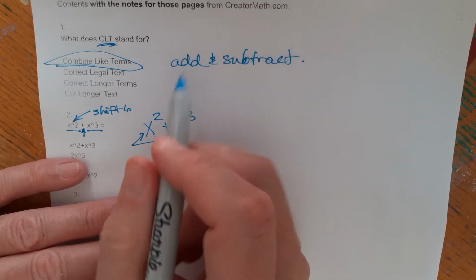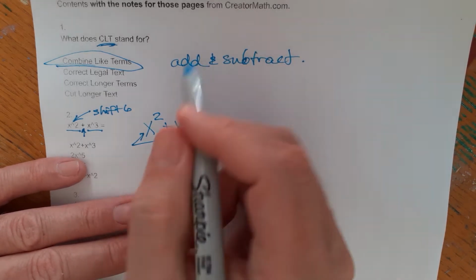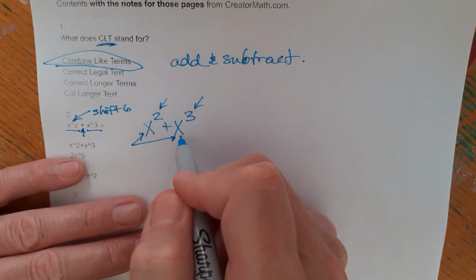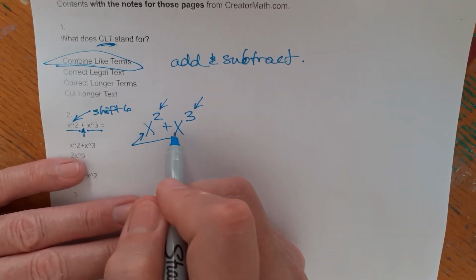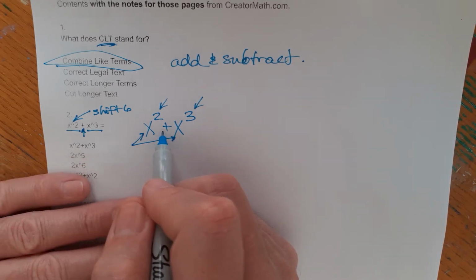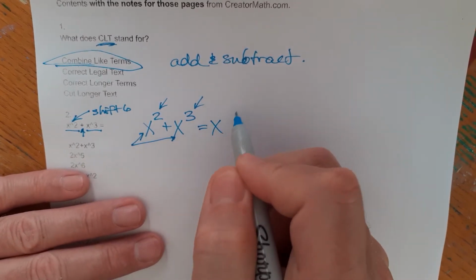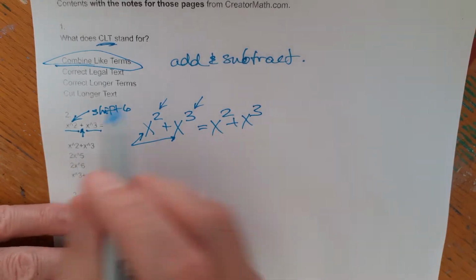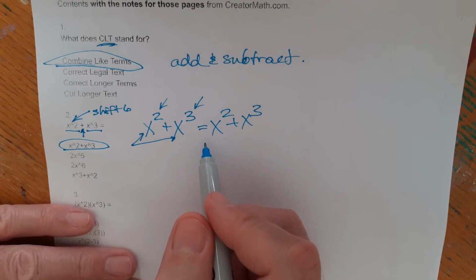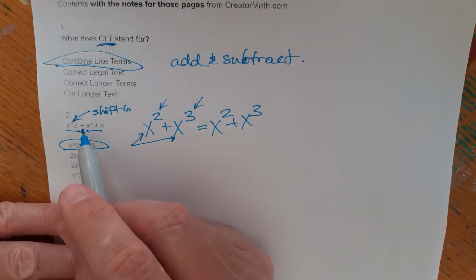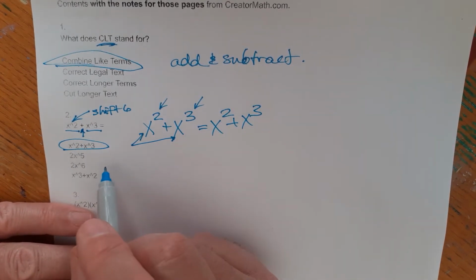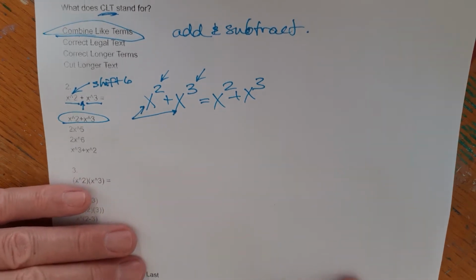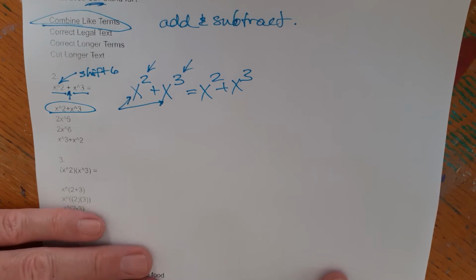That looks good. However, these powers need to be the same also. So this is a power 2. This is a power 3. They are different. So these are not like terms. These two cannot be added any more than they already are. So the answer to x squared plus x cubed is x squared plus x cubed. You can't do anything else with it. So it's somewhat of a trick question. They're kind of inviting us to break the rules to test whether we know what like terms are or not.